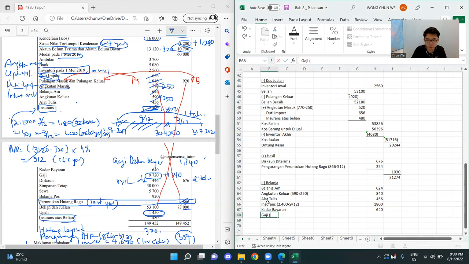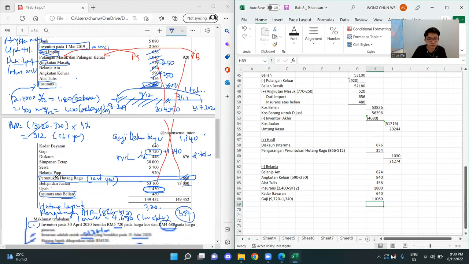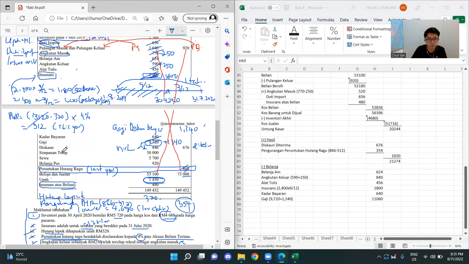Gaji ada perubahan, okay, 9,720 plus 1,340, 9,720 plus 1,240, you get 11,060. All right, so siap discount, okay? So there is a discount diterima and discount diberi. How much? The one on the debit side, 446. So we put it in 446. Semana tetap is an asset, so PKK. Sewa on the debit side, so this is a sewa yang dibayar.